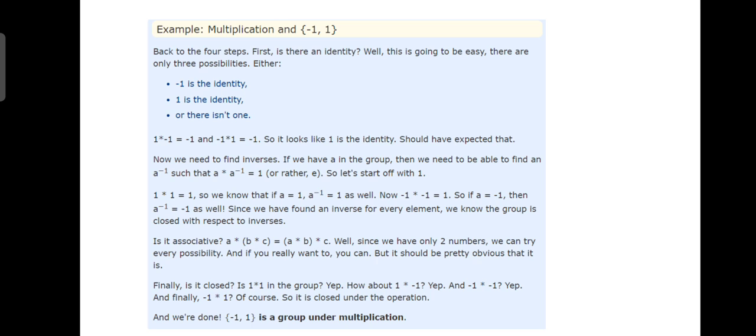Next example is multiplication and the set is minus 1 and 1. So now we have taken a set which has two elements, minus 1 and 1. Let's start with our first property, which is closure property. In closure property, we combine two elements and we see whether the resultant element is in the set or not. So if we combine minus 1 and 1 with respect to multiplication, then we get minus 1, and obviously it is in the set, so closure property is there.